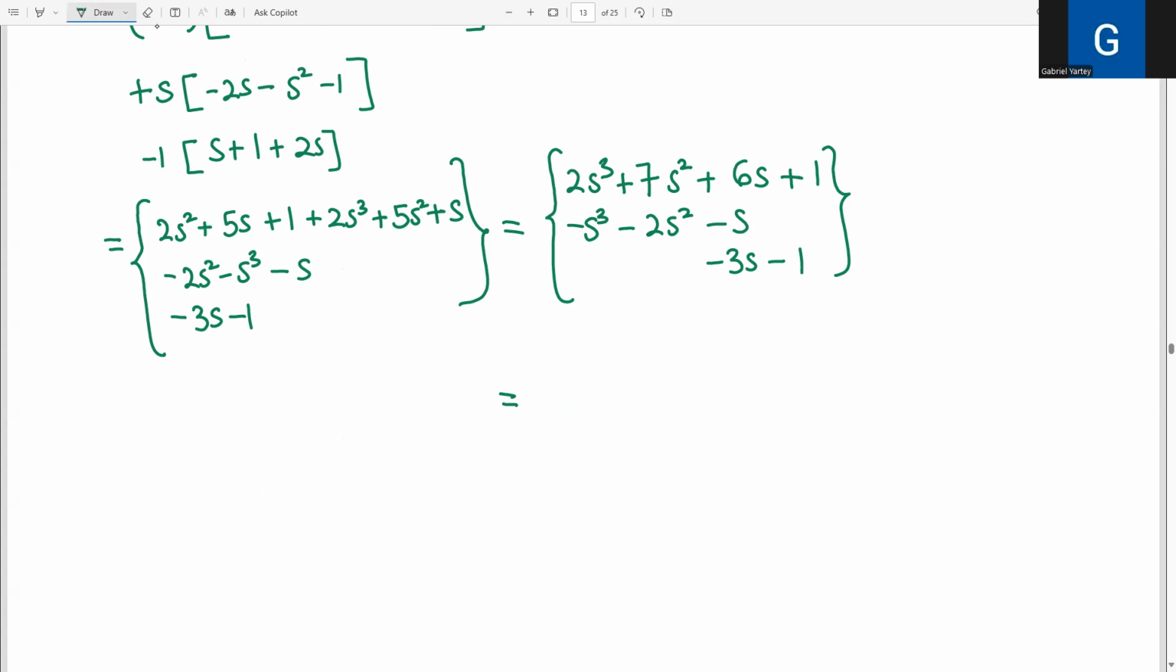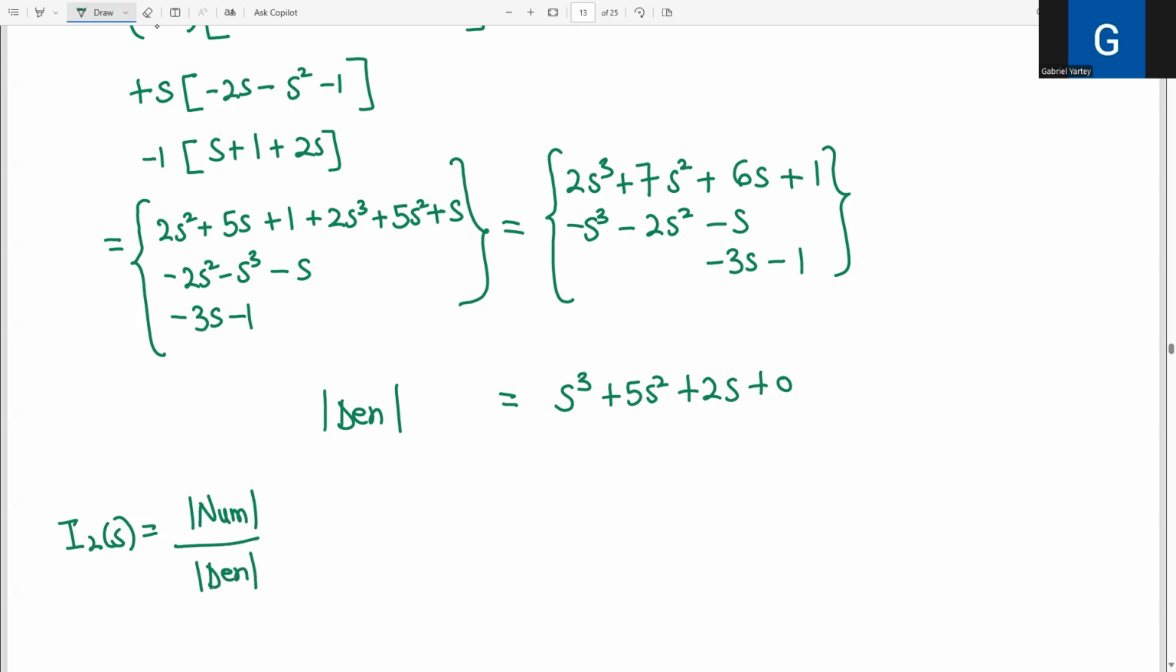So 2s cubed minus 2s cubed is s cubed, plus 7s squared minus 2s squared is plus 5s squared. And then plus 6s minus s minus 3s, that's 2s. And then this one sums up to 0. So then I get the determinant of the denominator to be this. So the whole thing, I2 of s, is going to be the determinant of the numerator over the determinant of the denominator.